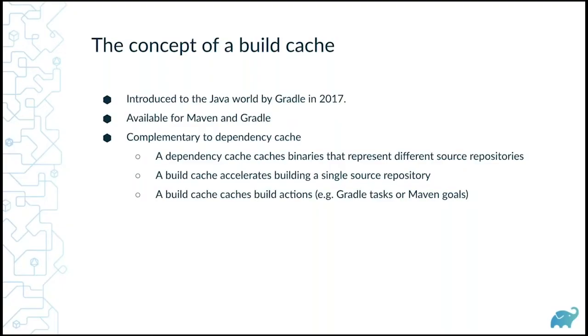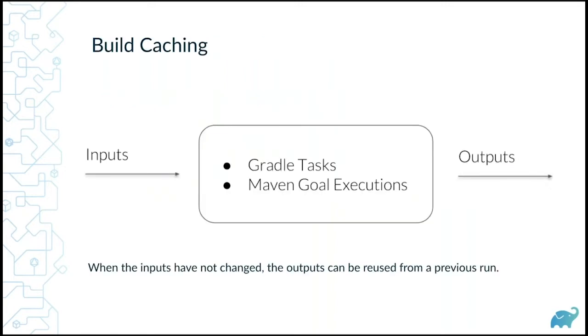A build cache accelerates building a single source repository. That's the purpose of a build cache. And it caches build actions, for example, Gradle tasks or Maven goals. So let's look at it in a little bit more detail. All those build actions, a Gradle task or Maven goal, they have inputs and they have outputs. And the concept of a build cache is when the inputs have not changed, the outputs can be reused from a previous run. So Gradle has a form of that with the up-to-date checking, right?